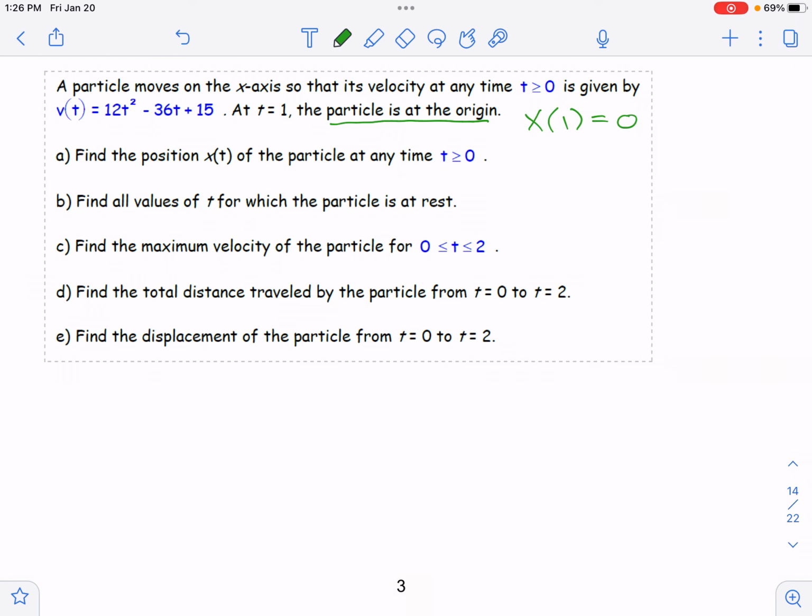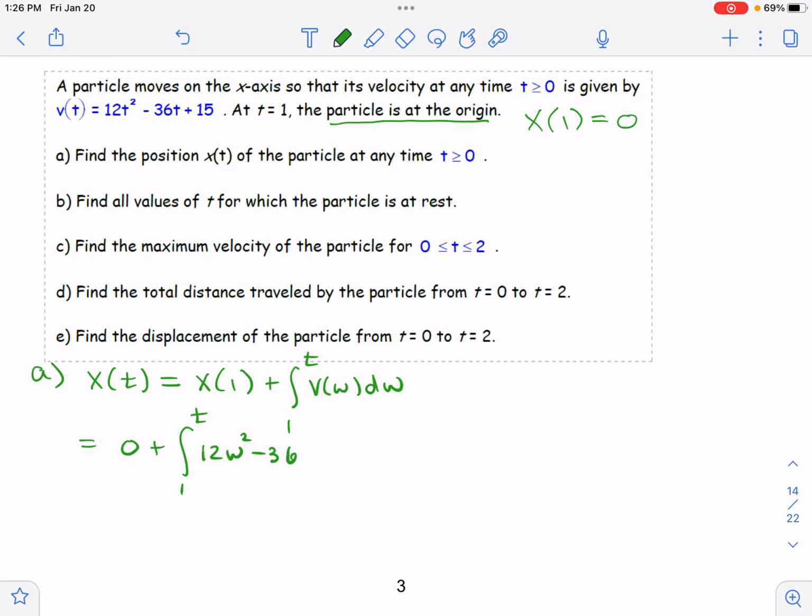A says find the position of the particle at any time. Okay, your position at any time is your position when you started, and we know that's x of 1, plus how you changed from time 1 to time t under your velocity. So x of 1 is 0, and the integral from 1 to t of my velocity function is 12w squared minus 36w plus 15 dw. Now again, that's totally legitimate.